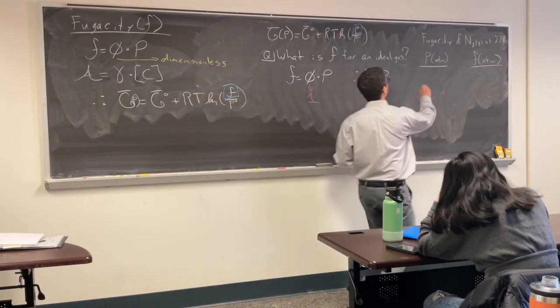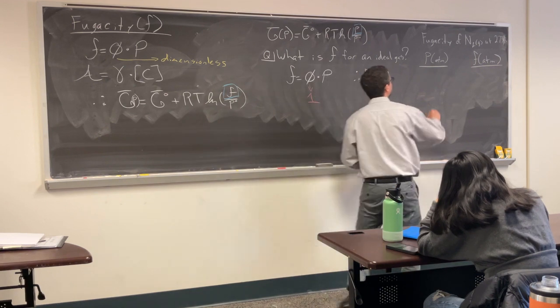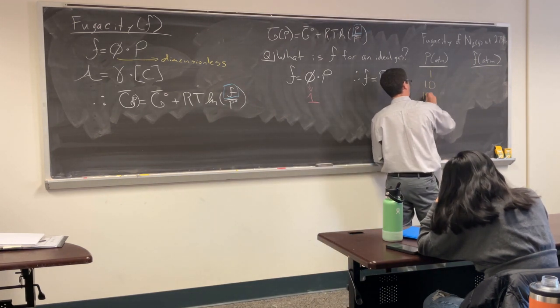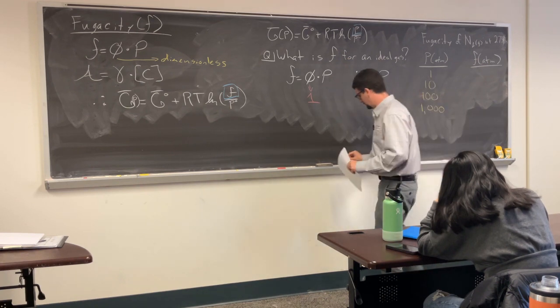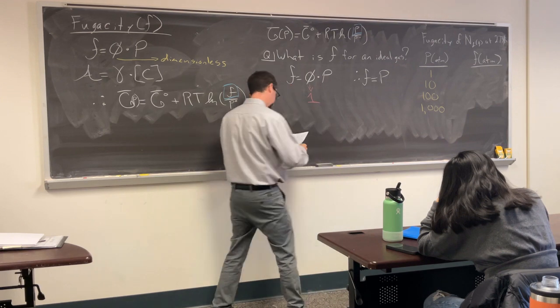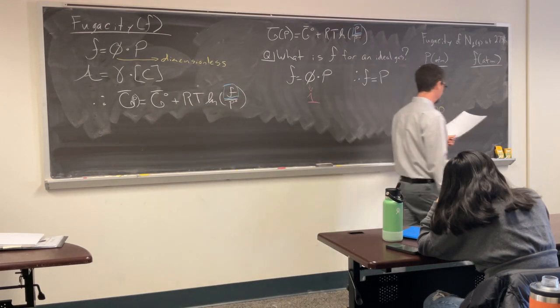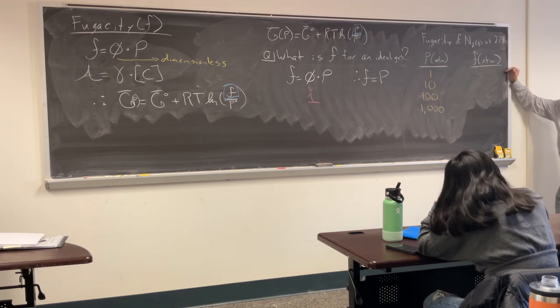Okay, we're going to keep track of the pressure. I'm going to switch colors. Let's go to yellow. 1, 10, 100, and 1,000. Okay, let's consider the fugacity. Will they be equal to one another?